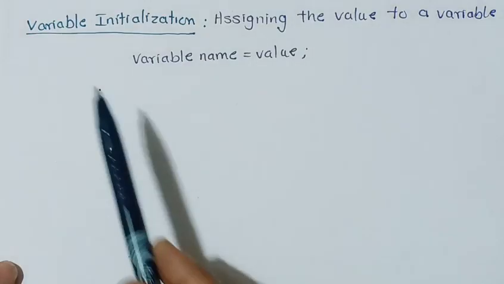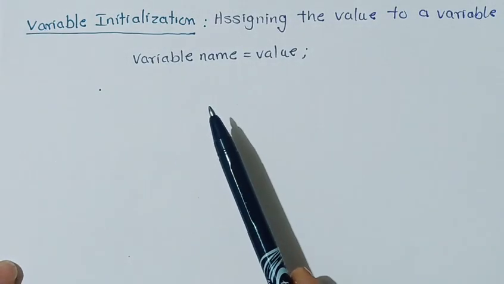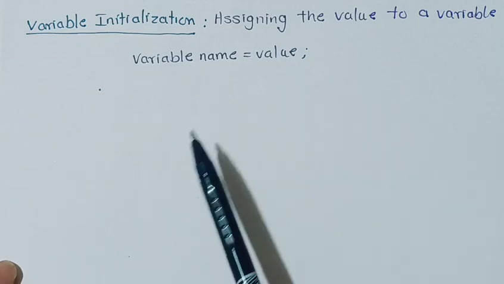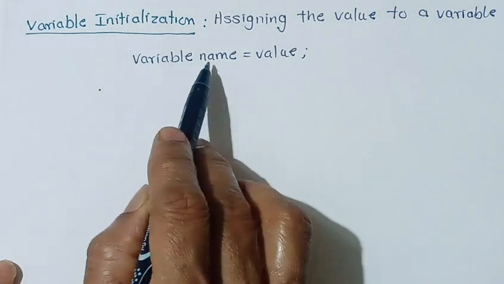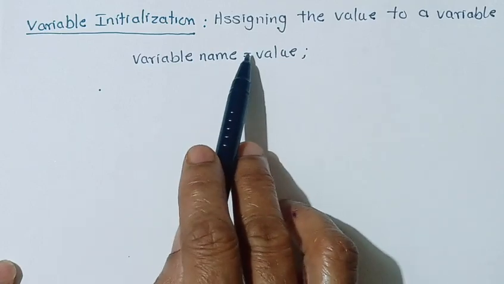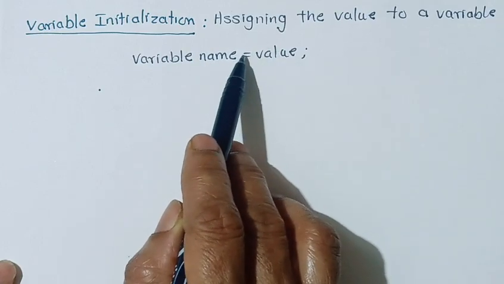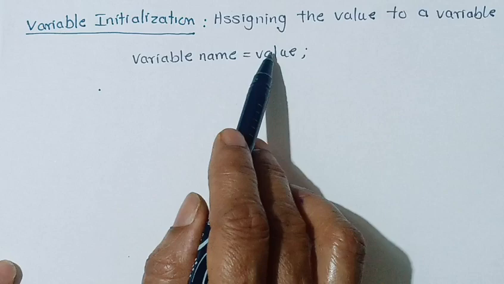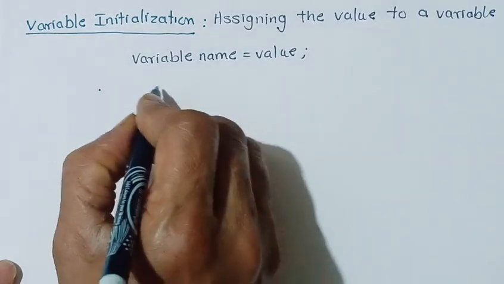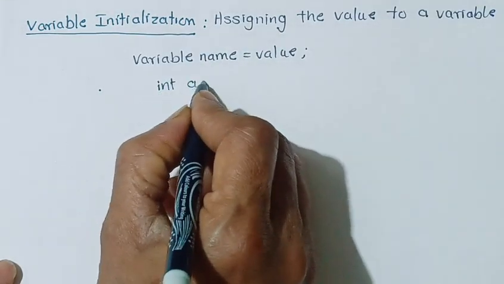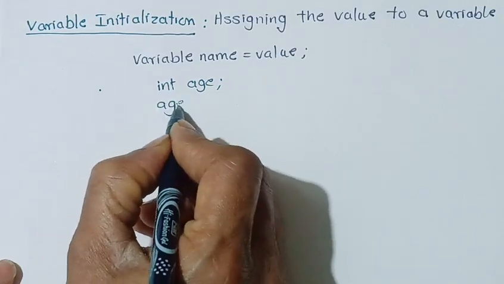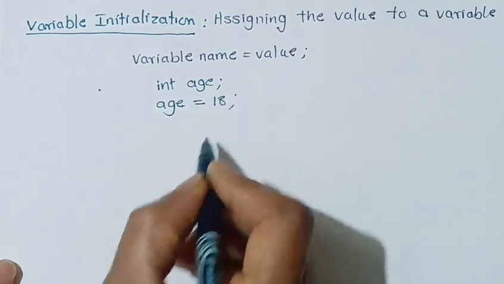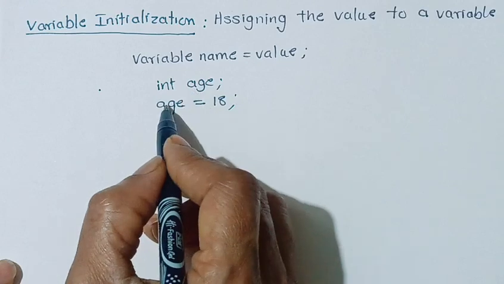Next we will see variable initialization. Initialization means we have to initialize the value to the variable, or assign the value to the variable. How to assign? See here, we write the variable name first, then the equal to sign, and then the value. The equal to sign will assign whatever value you are writing here to the variable. For example, suppose you are declaring int age. Age is the variable name, equal to 18. So this value 18 you are assigning to age here.